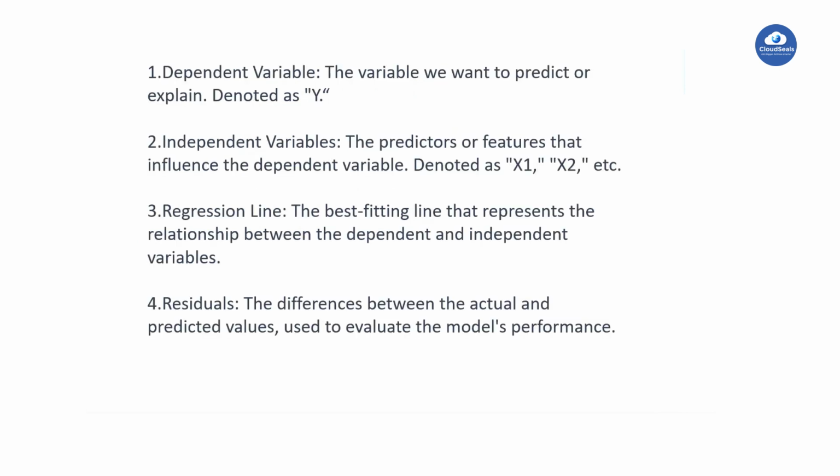We'll explain the dependent variable. In the name itself, it has "dependent", so it depends on other variables. The dependent variable is the target variable. That means what we are expecting. That is the output variable. We denote it as y. That is the dependent variable.